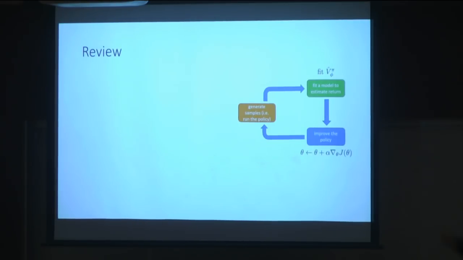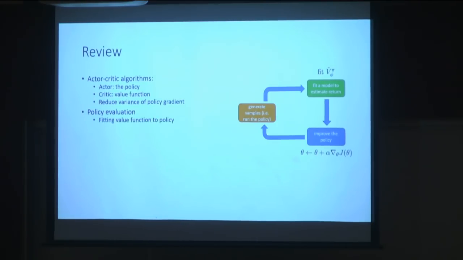All right, so to review what we covered, we talked about actor-critic algorithms. The actor is the policy, the critic is the value function. The actor-critic algorithm reduces the variance of the policy gradient. Policy evaluation refers to fitting the value function to a given policy without modifying that policy. So it's fitting the value function to a policy. Discount factors allow you to handle infinite horizon things. They simulate your fear of death, but you can also interpret them as a particular way of reducing variance.